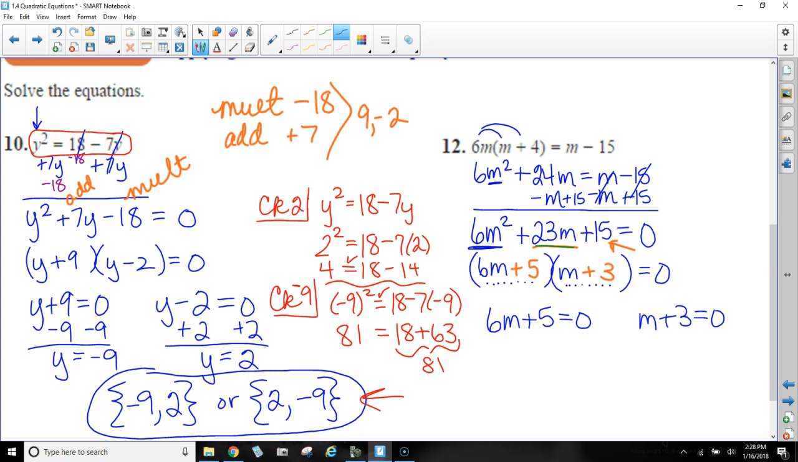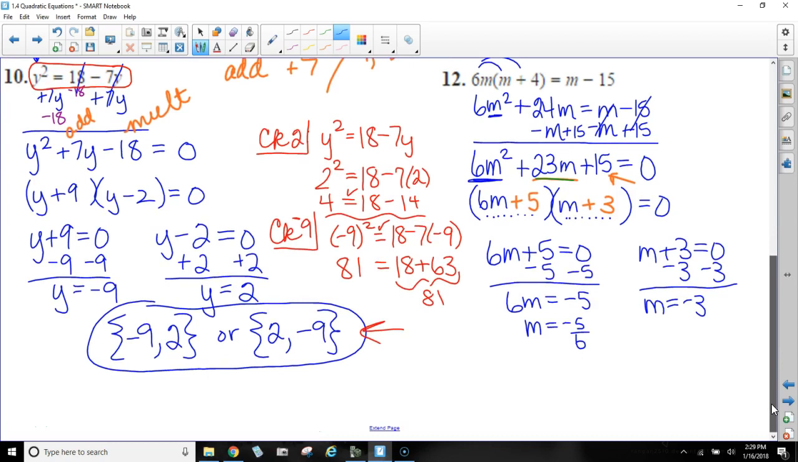On the first equation, I'm going to subtract 5 from both sides. So I have 6m equals negative 5. Divide both sides by 6. So m is equal to negative 5/6 as my first solution. And for my second solution, I'm going to get m equals negative 3. So writing our solution in solution set form, we have negative 5/6 and negative 3.